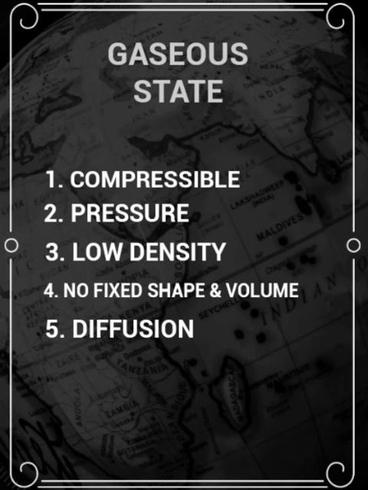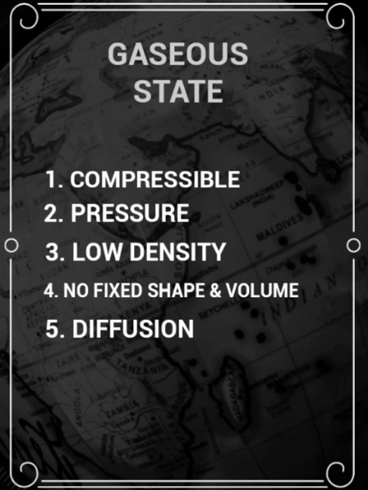Now, we start with the gaseous state of matter. The gaseous state of matter has certain characteristics which are unique and different from the other states of matter. They are: first, they are highly compressible. Second, they exert pressure equally in all directions. Third, they have low density. Fourth, they don't have fixed shape and volume.